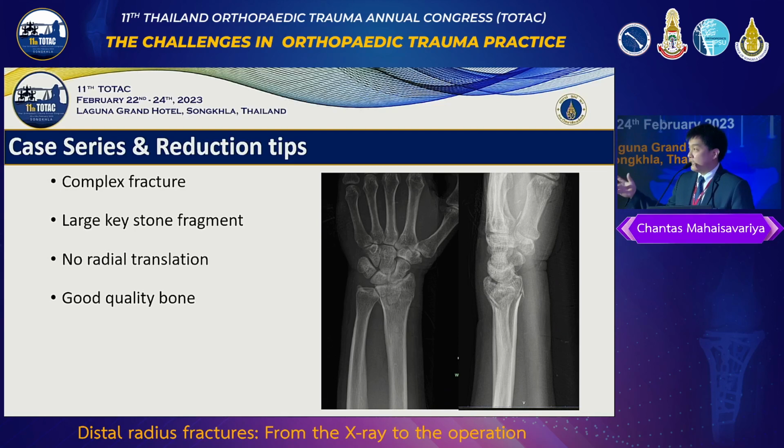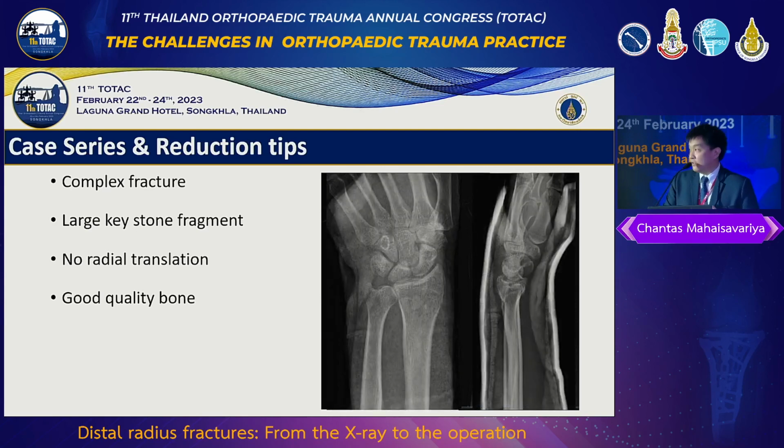This has radial column fractures and the lunate facet is fractured. And there's also a scaphoid facet fracture, the keystone fragments. But this case doesn't have the radial translation and is a good quality of the bone. This case is a little bit long ago so I didn't have the fluoroscope.